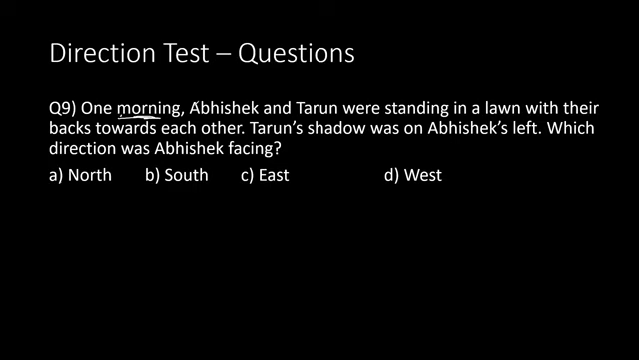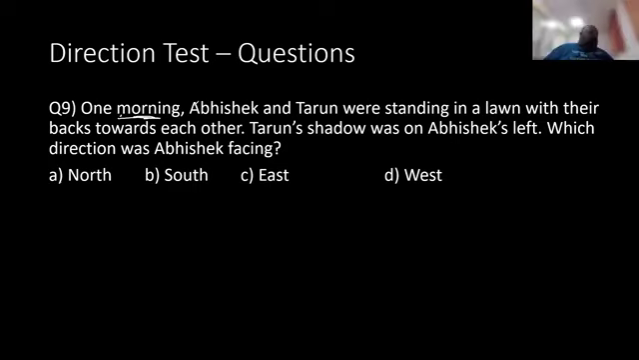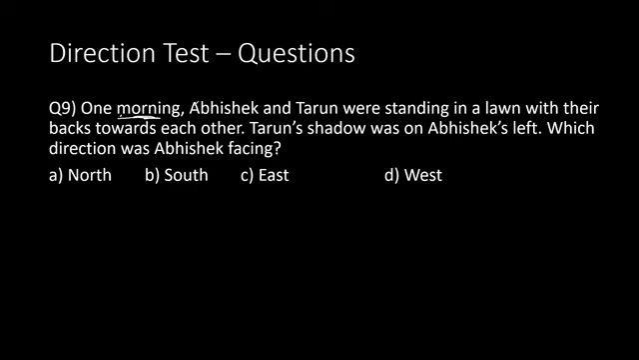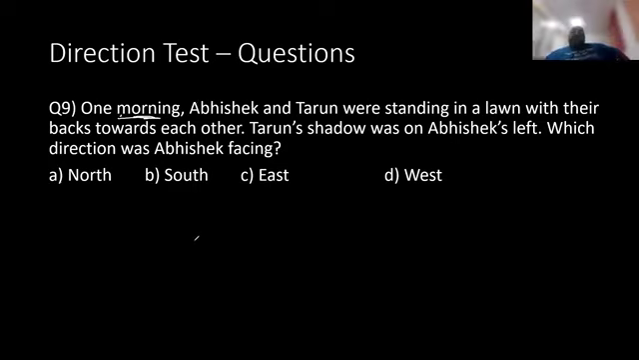So it's south. Is this an answer or a guess? Abhishek was facing south. Alright, so let us draw Abhishek and Tarun. Abhishek facing in this direction. I don't know what direction this is right now. Tarun facing here. So their backs are towards each other. Tarun's shadow is on Abhishek's left. If this is Abhishek, this would be his left, and this would be his right.